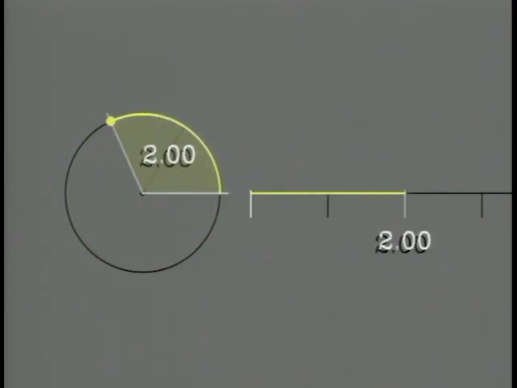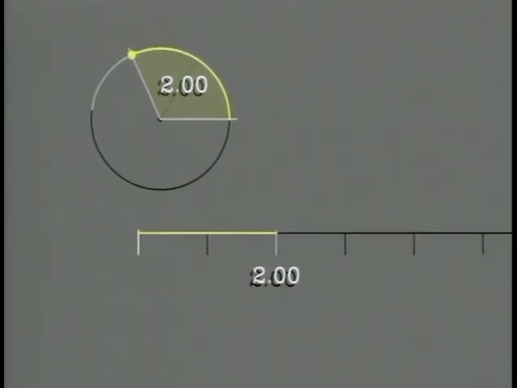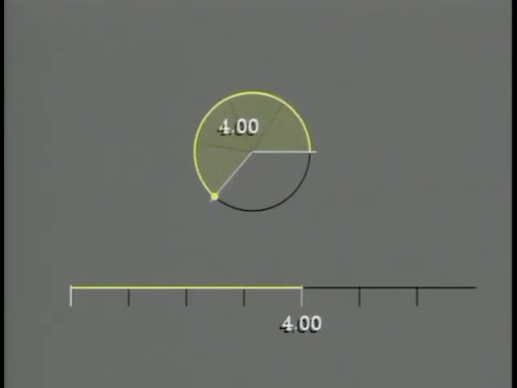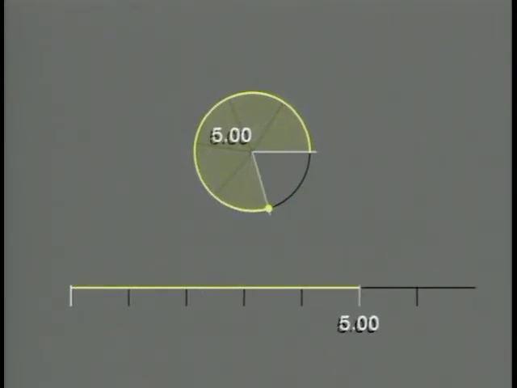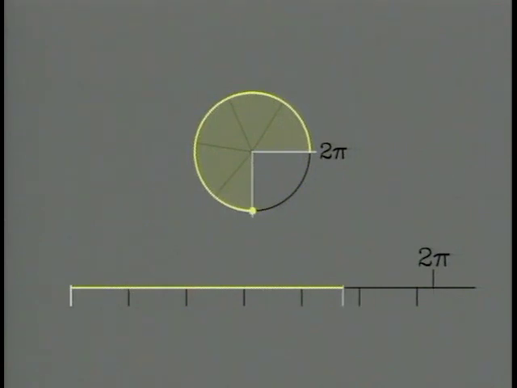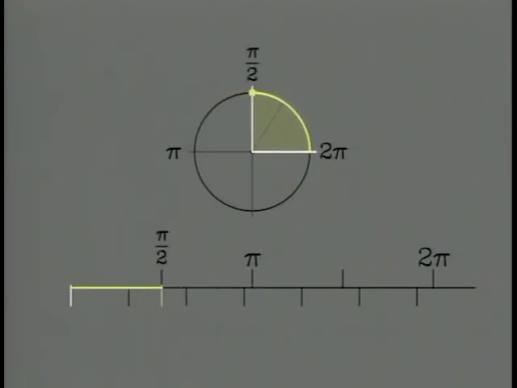If you want to fill the entire circumference, you need a little more than 6 radians, 2 pi radians to be exact. This angle, halfway around the circle, is called a straight angle and contains pi radians. This one, 1/4 of the way around, is called a right angle and contains pi over 2 radians. And half of that is pi over 4 radians.